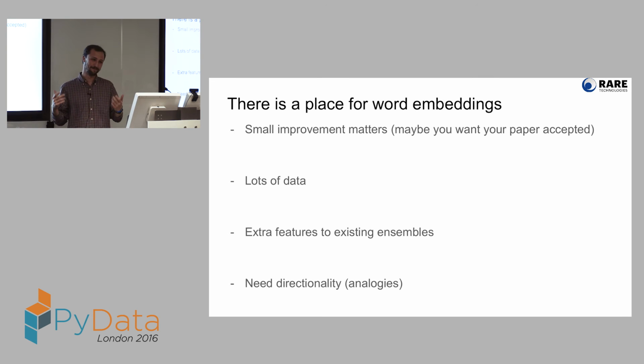But there's still a place for word embeddings in the world. If you're trying to publish a paper, that's very important. You can squeeze out these percentages. Small improvements matter. If you have loads of data, then you can really nicely fit these 100 dimensions, fill them up with good fitting, not overfit anything. That's really cool. If you just want to add some extra features to an existing ensemble, you already have TF-IDF and it's working, you just want to tune it for some genre specifically, you add more features, maybe it gives you better results. Or you need directionality. You want to do a recommender for these jazzy steakhouses. Then you can use word embeddings. So that's a good use for that.